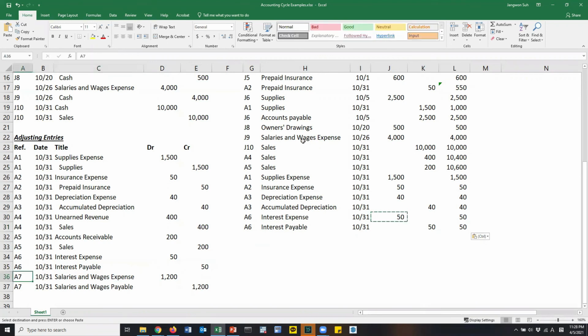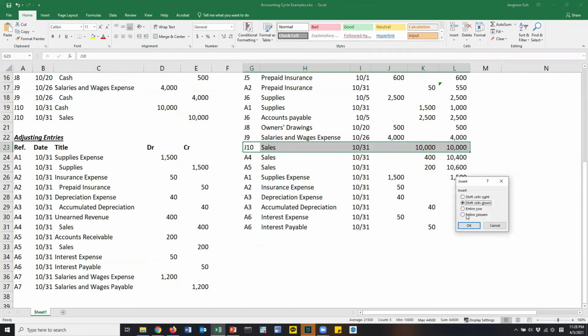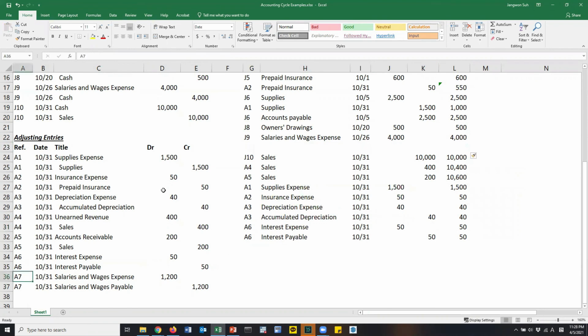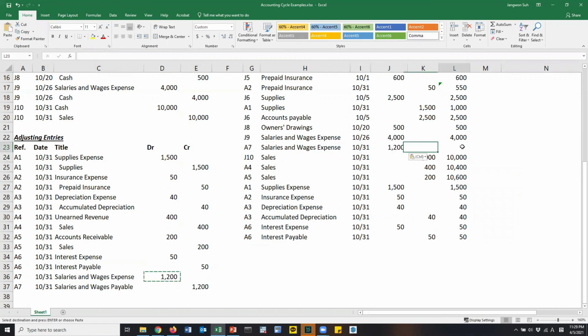And salaries expense, is it new? No, we had it before, right? So we will shift down everything and then 10/31, the amount 1200. Its beginning balance is 4,000. It's an expense item. Its normal balance is debit side. So you add debit sides and subtract credit sides. You end up with total salaries and wages expense of 4,000 plus 1,200, which is 5,200. Cool.